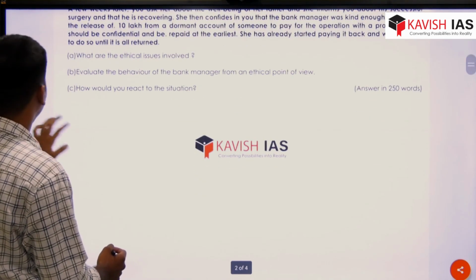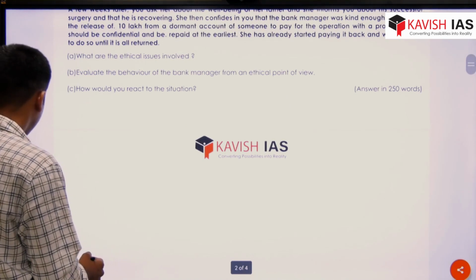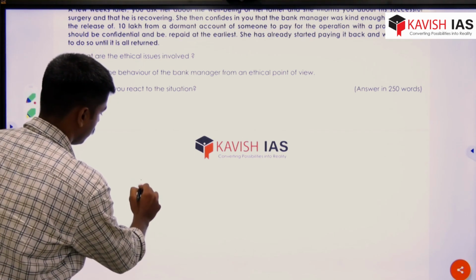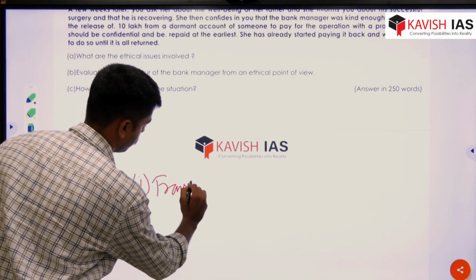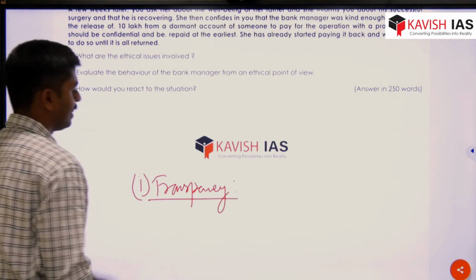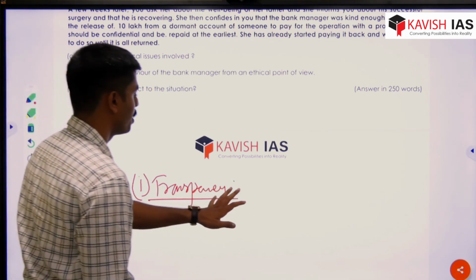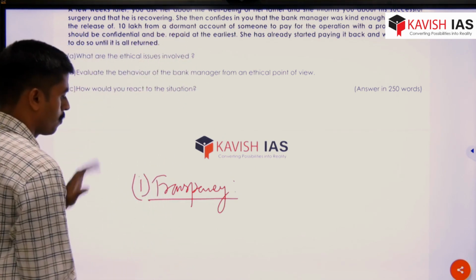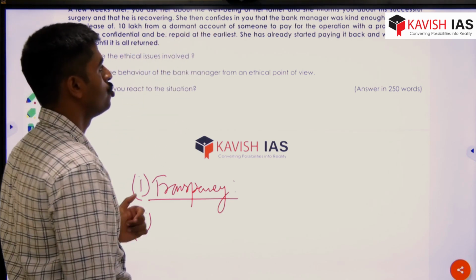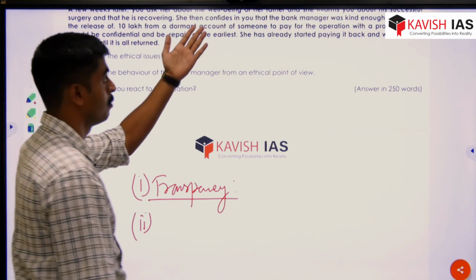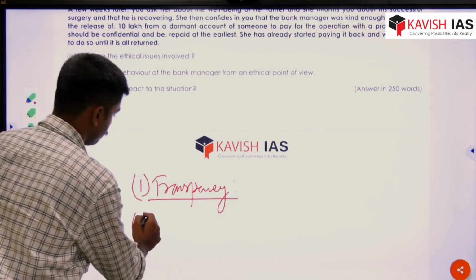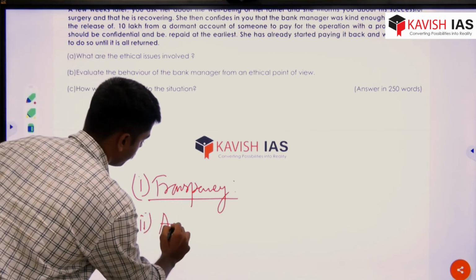The second issue is that the bank manager did not have the accountability aspect. The first thing was transparency. You will have to write at least 1 to 2 lines describing how transparency is an ethical issue in this. Okay, so you can write that the bank manager was not transparent in conducting his job, that is transferring the money from the dormant account to a colleague of so and so. So second is the accountability issue.